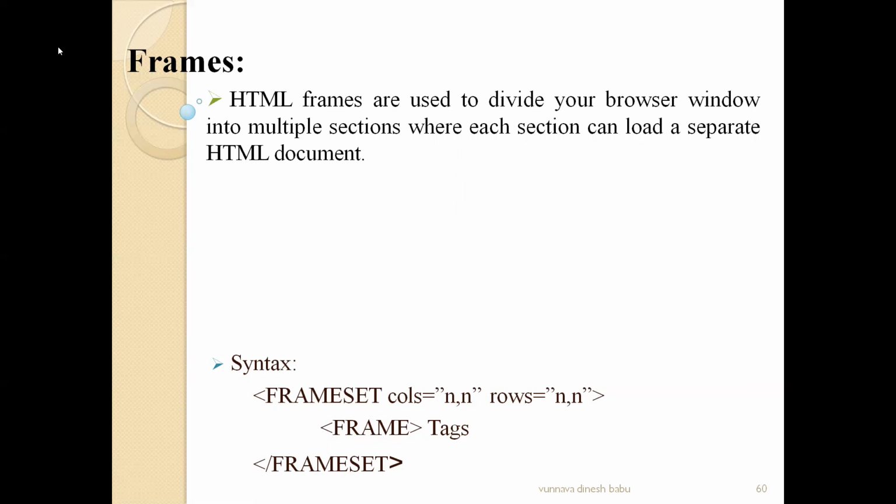In each and every web page, we are going to display only one HTML file. So for example, if I want to display two or more HTML files in a single web page, then we have to divide the web page into multiple sections, either by rows or columns.